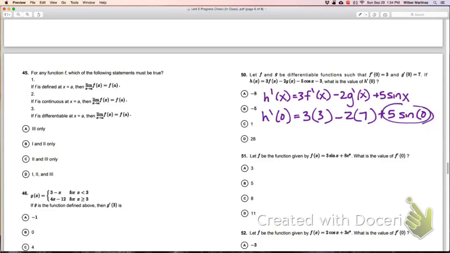So this whole last term goes to 0. So 3 times 3 is 9, minus 2 times 7 is 14. 9 minus 14 is negative 5. Answer choice B.